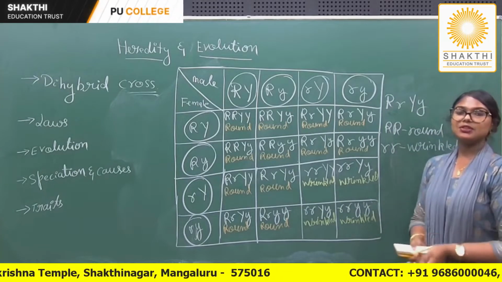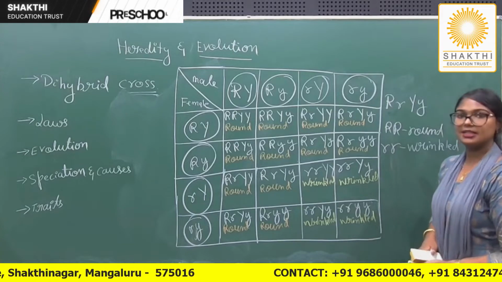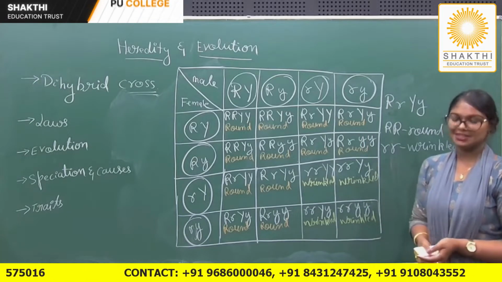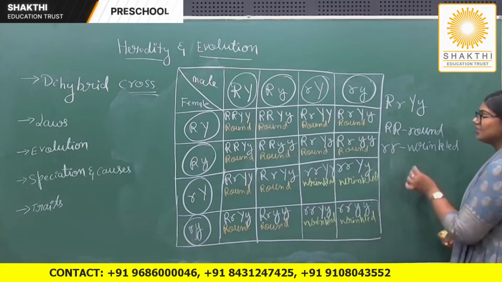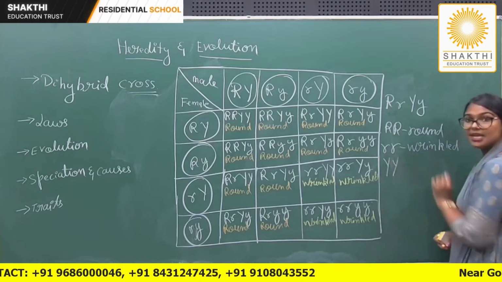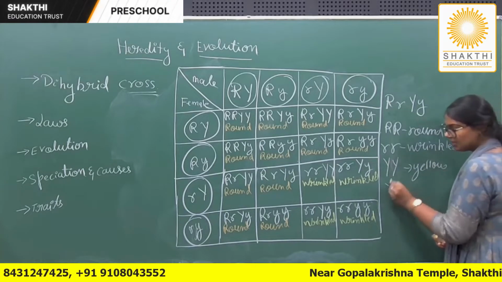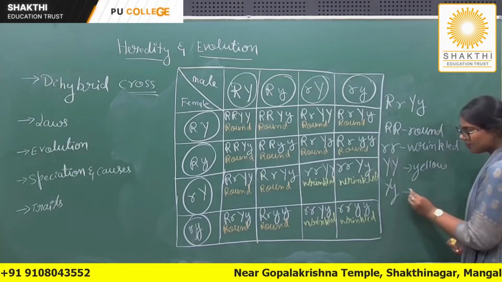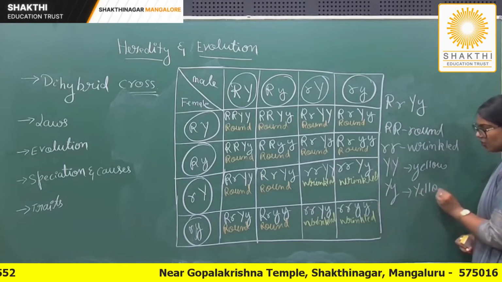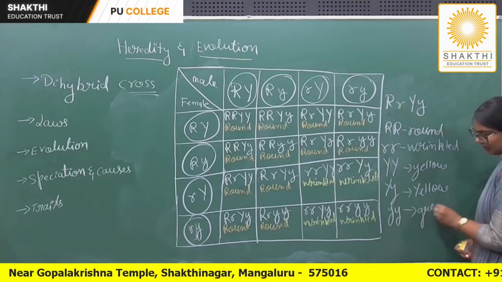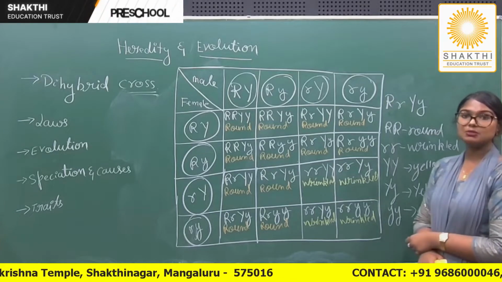Once you are done with all this, we will now fill in the yellow color or the green color seeds. So again we'll quickly remember the genotypes. Capital Y stands for yellow. Capital Y, small y stands for yellow. Only small y stands for green. Very important, we need to remember this.